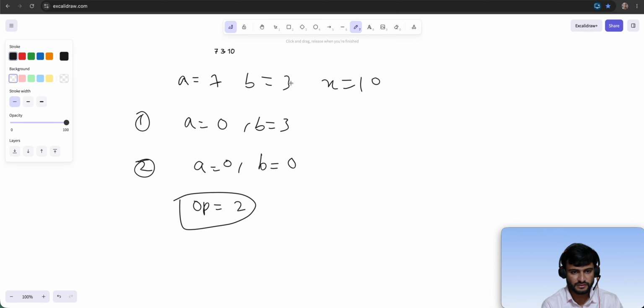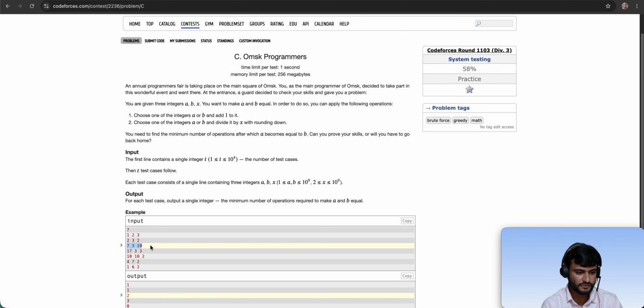Also observe one another thing. You cannot make a and b equal after applying only one operation, because there are only two operations, either divide or add. If you apply add here, this will become 4, and 7 and 4 are not equal. Even after divide, obviously you will divide the maximum element, giving 0 and 3. So you see that we will have to apply at least two operations. So the minimum number of operations to make a and b equal is 2, and this is also our answer for this case.